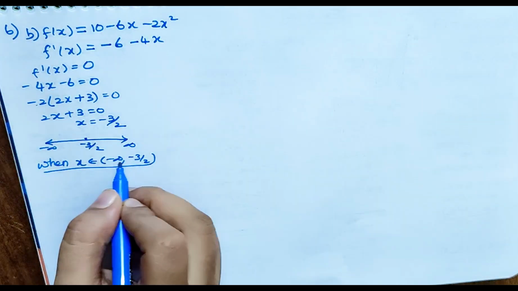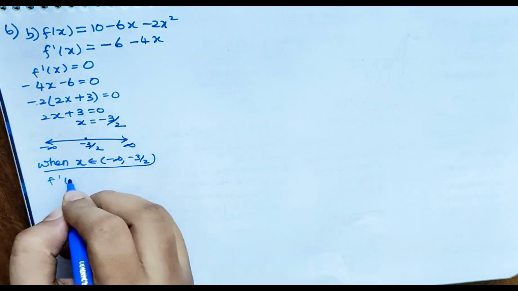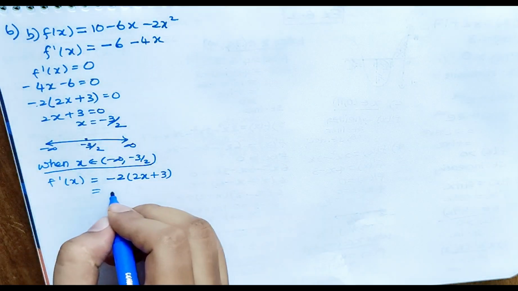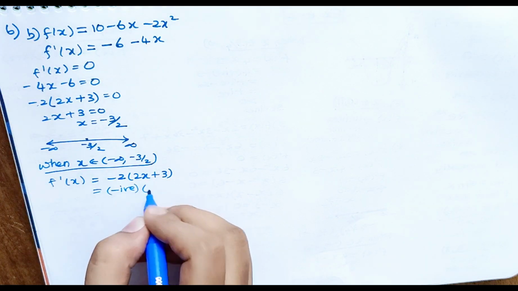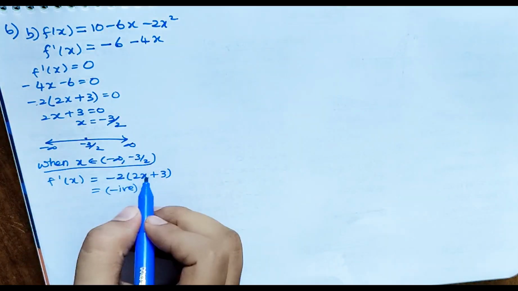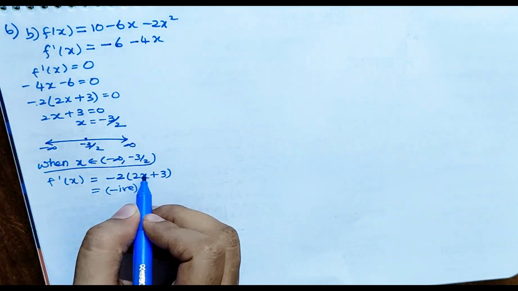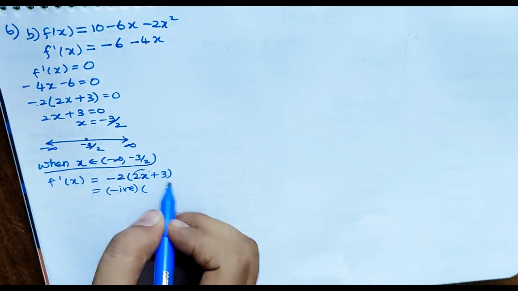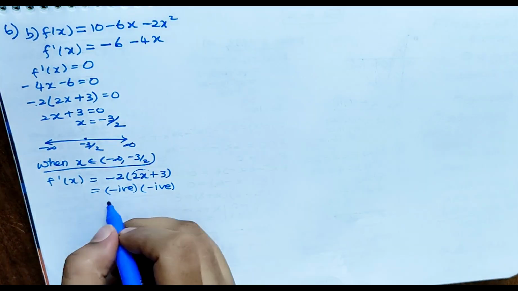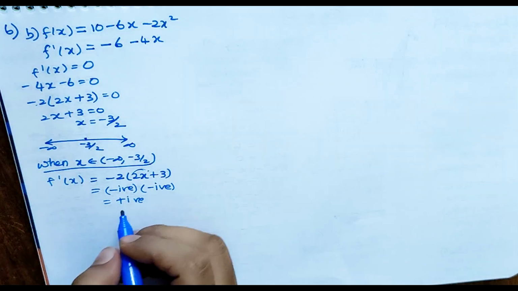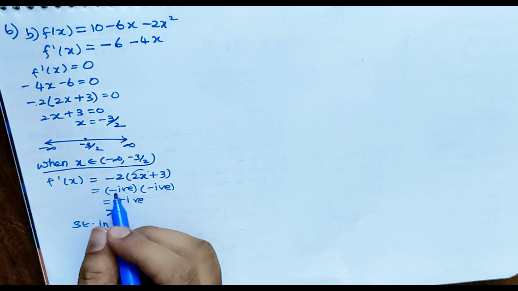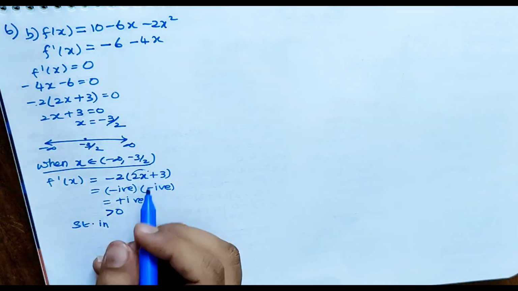So here all the x values will be negative, and f dash of x in simplified form is minus 2 into 2x plus 3. Outside we have a negative number, and here since all the x values are negative, multiples of 2, again this will be a greater number, negative, smaller number, positive. So we'll get a negative. Negative into negative, positive. So we get greater than 0. The function is strictly increasing on the interval minus infinity comma minus 3 by 2.